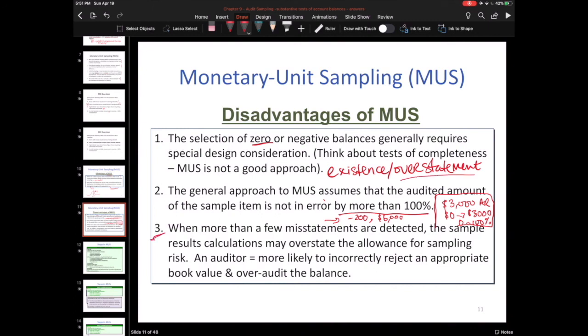And number 3, when more than a few misstatements are detected, the way you calculate the sample results, basically the upper deviation rate in dollars, might overstate the allowance for sampling risk. This will make the auditor more likely to incorrectly reject the balance and think it is materially misstated when it actually is not. For number 3, we can better see why this happens when we later do the calculations. It's difficult to explain this one without seeing the calculations at work. So you have to trust this is true for now, and later the calculations themselves will make it more clear how this could happen.